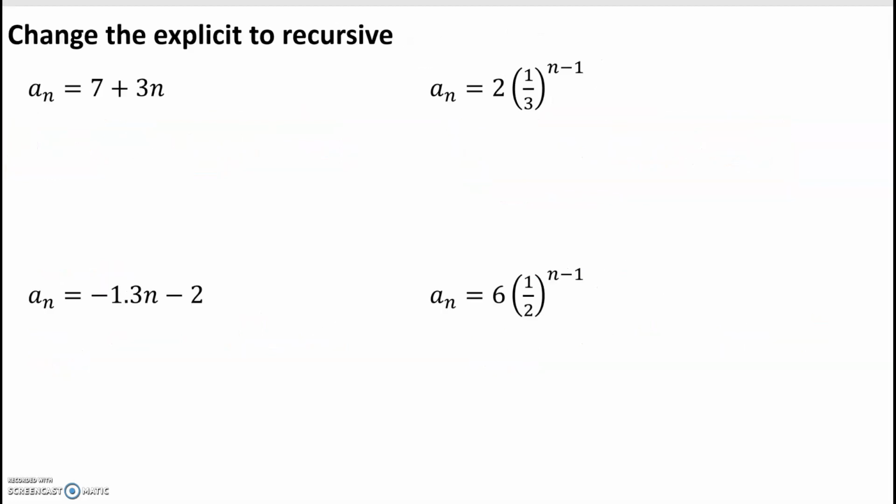What we're going to work on next is actually changing the rules back and forth between the two forms. So remember that what we were working with before was explicit, and now what we're looking at is recursive. So we're going to take the old form and change it into this new form that we know.